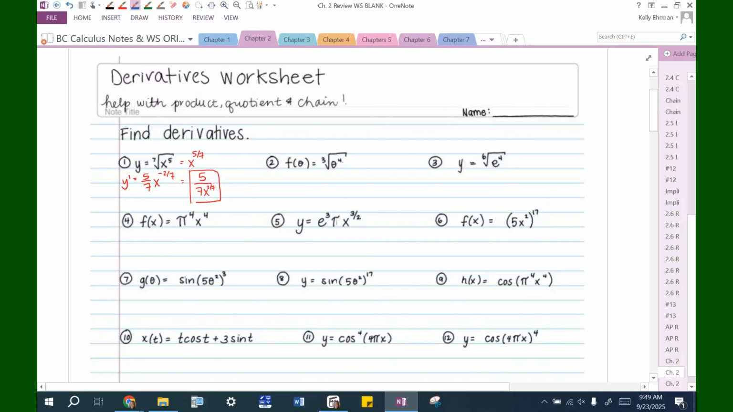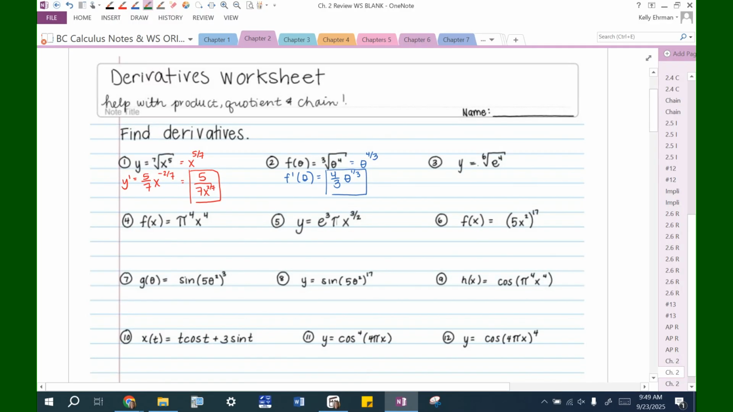For the next one, f of theta is equal to theta to the 4/3. So f prime of theta, make sure you're not just writing equals when you're doing the derivative, f prime of theta equals 4/3 times theta to the 4/3 minus 1, or minus 3/3, is 1/3. And I don't need to rewrite that at all. That's my final answer.